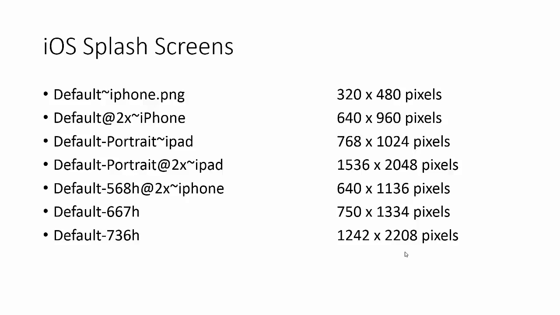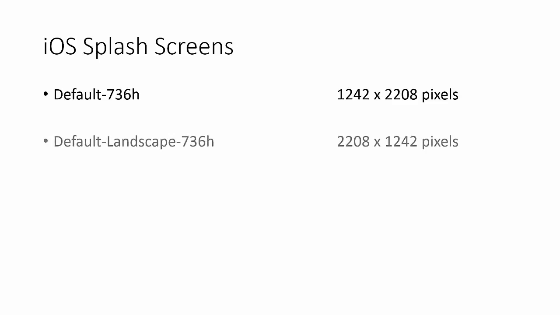Again, like with the Android, as we're only forcing our app into portrait mode, we don't need to create the landscape versions, but if we did need to create the landscape versions, what we would need to do is, say for the default 736H, we would create another file, default-landscape-736H, and just reverse the dimensions of the image.